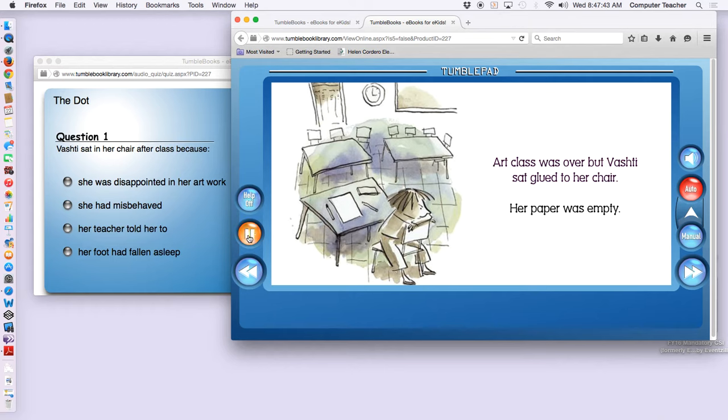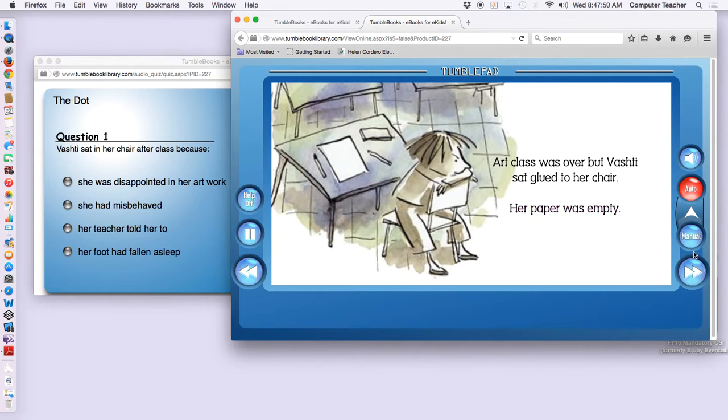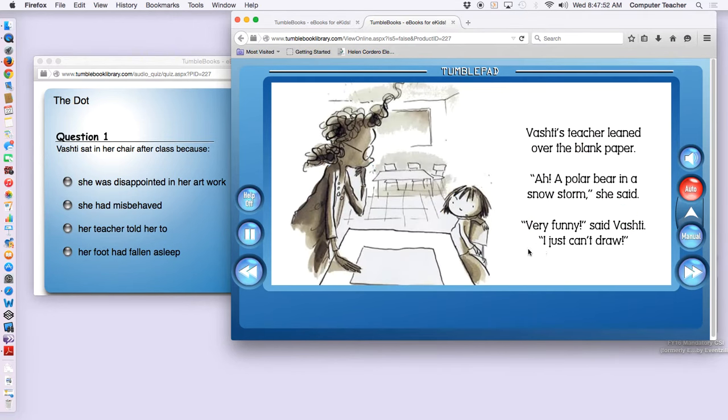So this was over, but Vashti sat glued to her chair. Her paper was empty. Empty. Vashti's teacher leaned over the blank paper. Ah, a polar bear in a snowstorm, she said. Very funny, said Vashti. I just can't draw.